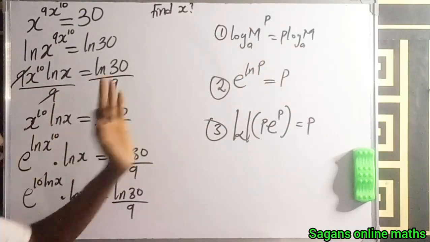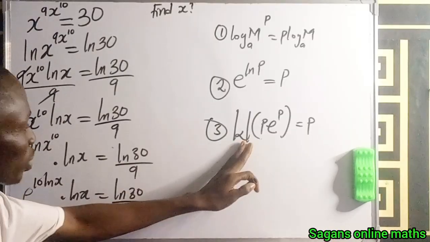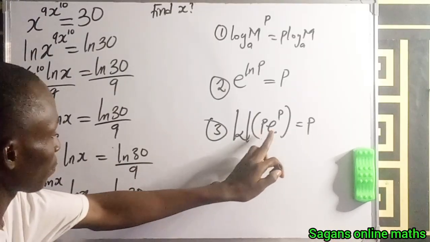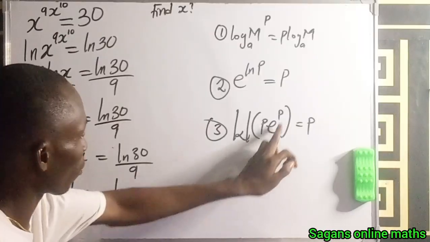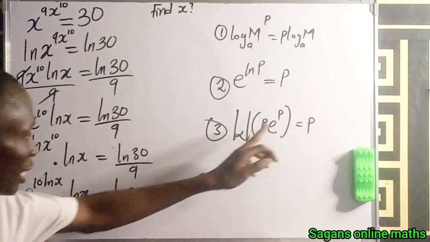And they are the same thing because there's an equality sign. Now what are we going to do? Remember that this property of the Lambert W function states that p multiplied by e to the power of p is equal to p. It implies that the exponent here is 10 ln x, and what is here is p.